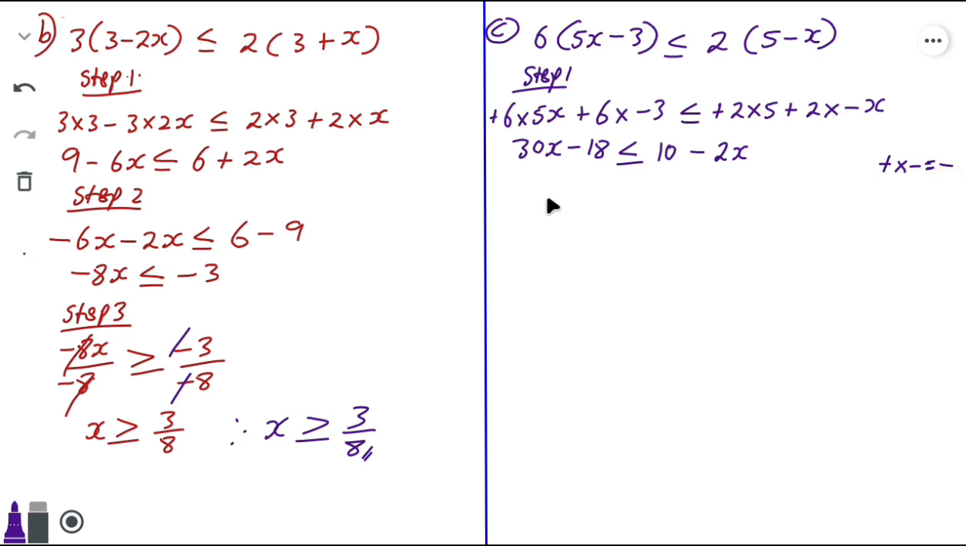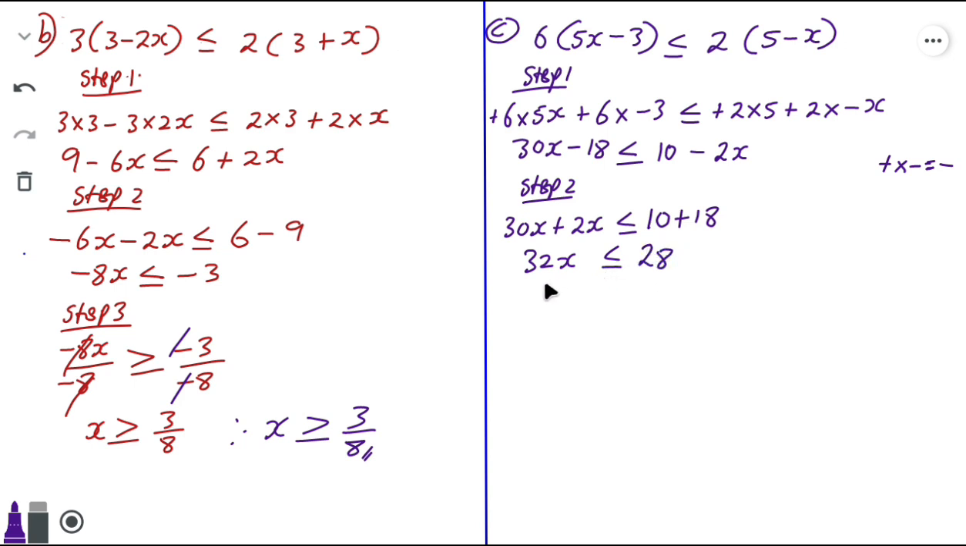So now step 2, collect the like terms. So we have 30x plus 2x. This minus will change to plus after crossing the inequality sign, less than or equal to 10 minus 18. Crossing the border of the inequality sign, the minus 18 will change to plus 18. So if we add up, this is 32x less than or equal to 10 plus 18. That will give us 28.